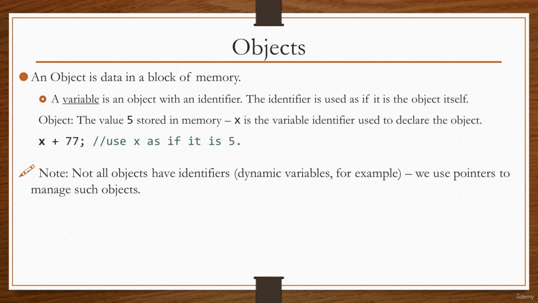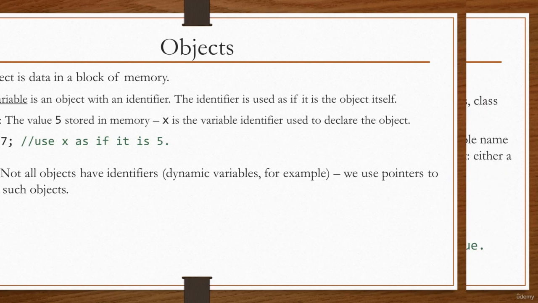Now what's important to note from this is that not all objects have identifiers. Dynamic variables, for example, do not have identifiers. You just have the object that lives at some memory address, and we'll have to use some pointer to manage those types of objects. And if you don't have some pointer to that address in memory where that object is located, then essentially you cannot access that object. So we'll discuss this in more detail later when we talk about dynamic variables.